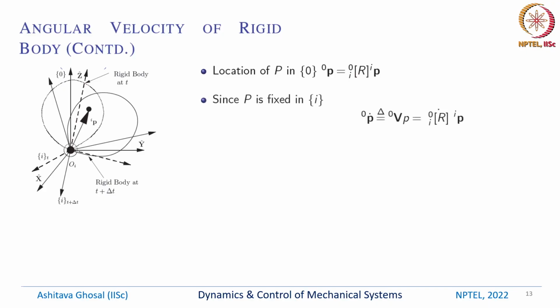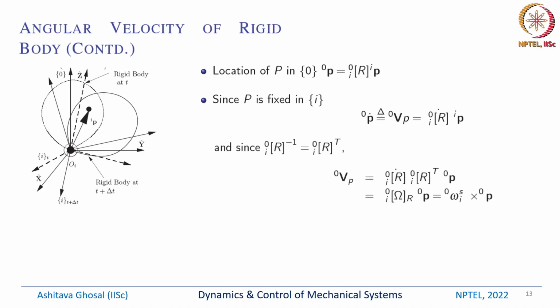Since p is fixed in I, the derivative of this 0p can be written as 0iR dot into ip. Okay, so I am using the chain rule. The derivative of the right hand side should have one term which is 0iR dot into ip, plus 0iR into d by dt of ip. But p is fixed in I, so d by dt of ip will be 0, and hence we get this expression.